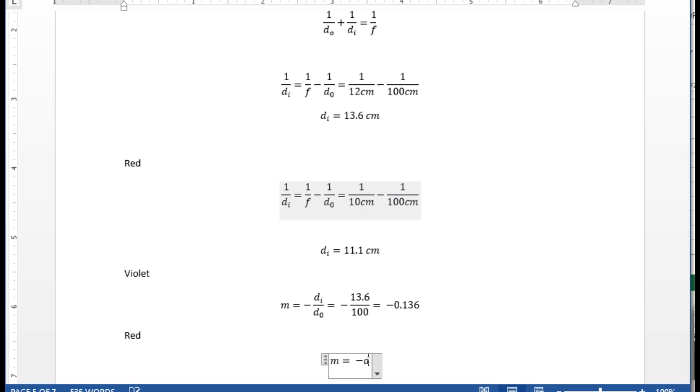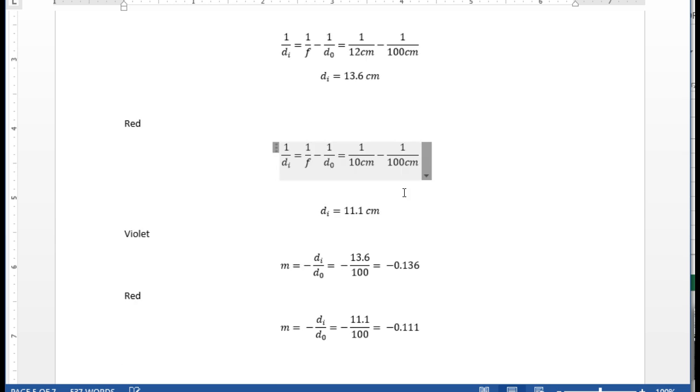For red, same thing. Magnification is minus the distance to the image divided by the distance to the object, which in this case is minus 11.1 over 100. So minus 0.111. And that's it for problem 4.